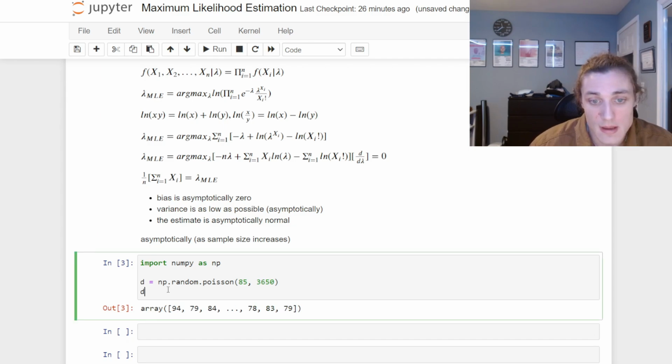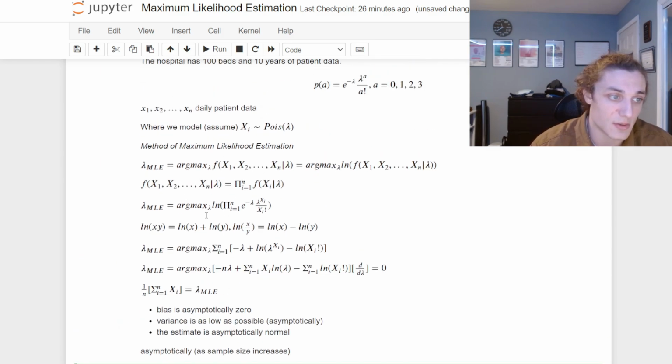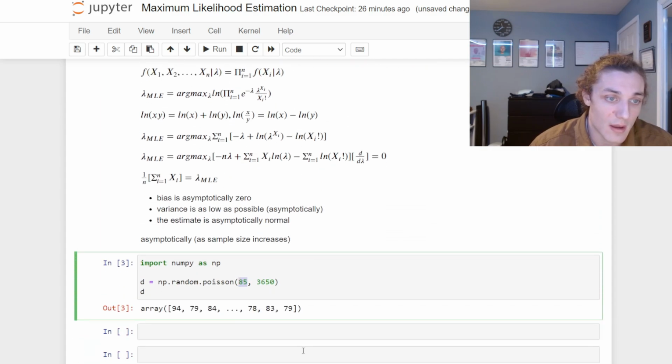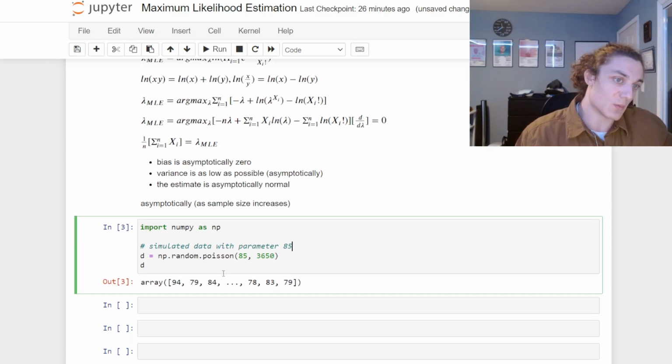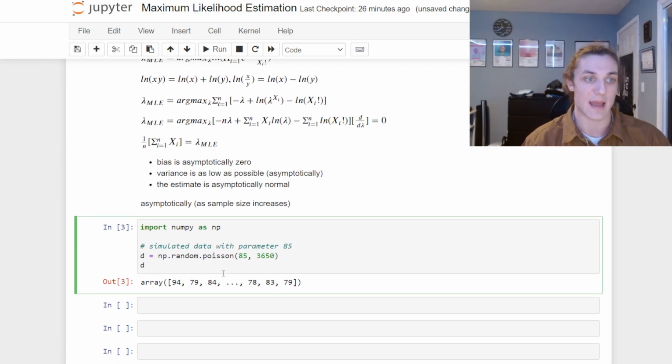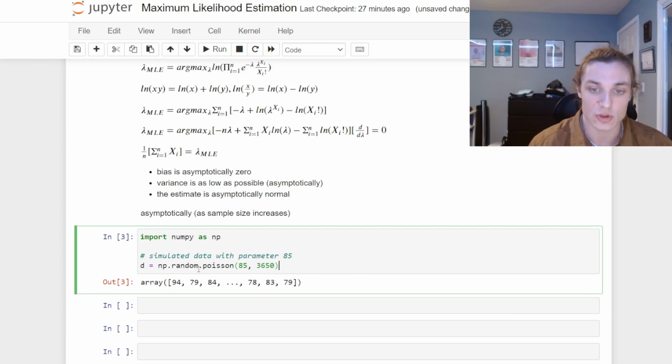Okay. So now that we have simulated patient data, right, we know in this case the population parameter. So we don't need to do maximum likelihood estimation at all. But in reality, if this was actually like data that we had in an Excel sheet that doctors have entered over the past 10 years, we wouldn't have access to this 85, right? This is what we're trying to estimate, this 85. So this is simulated data with parameter 85. Okay, so this is essentially what we're trying to estimate with the MLE here, right? This is what we're trying to figure out.